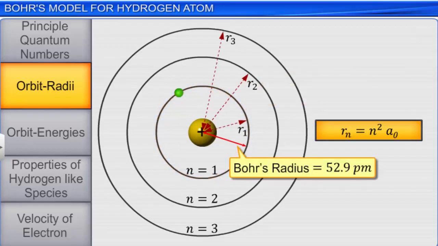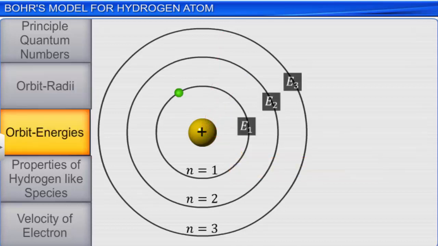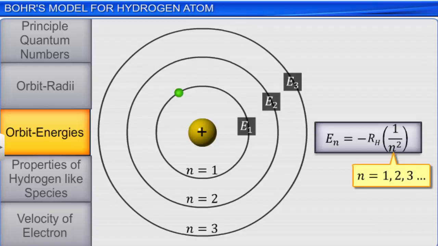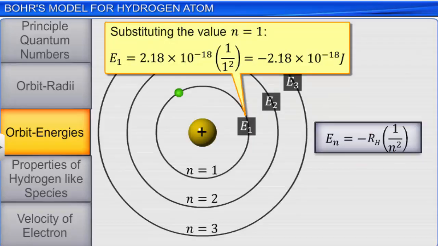The energy of a stationary state or orbit is given by the equation: energy of the nth orbit, En, is equal to minus Rh multiplied by 1 divided by n squared, where n is the principal quantum number of the orbit and Rh is Rydberg's constant, whose value is 2.18 multiplied by 10 raised to the power minus 18 joules. Energy of the nth orbit of a hydrogen atom in electron volts is equal to minus 13.6 divided by n squared. Thus, the energy of the ground state, n is equal to 1, for the hydrogen atom is equal to minus 2.18 multiplied by 10 raised to the power minus 18 joules.